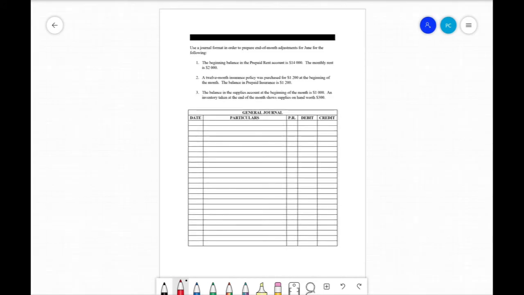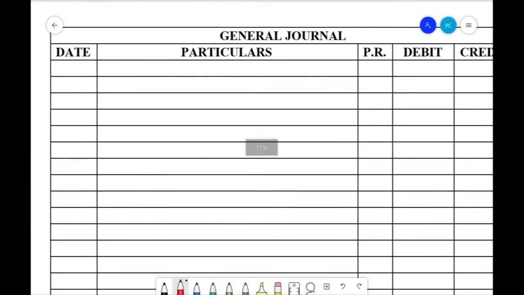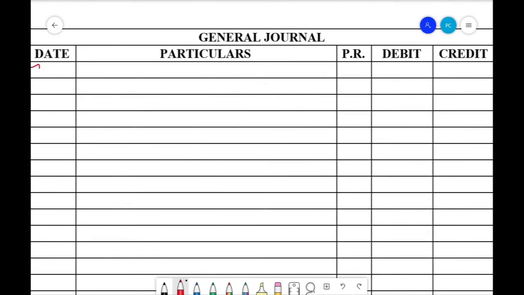We would write in our June 30th entry into the journal, and we'd have the debit being rent expense, and rent expense would be for $2,000 because that's how much the monthly rent is, right? So we're doing the end of the month entry, June 30th.